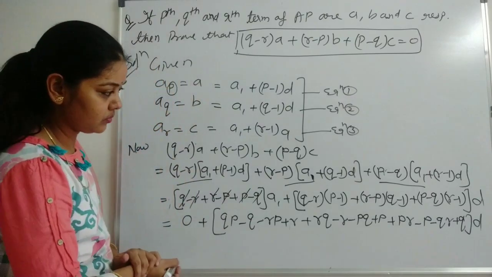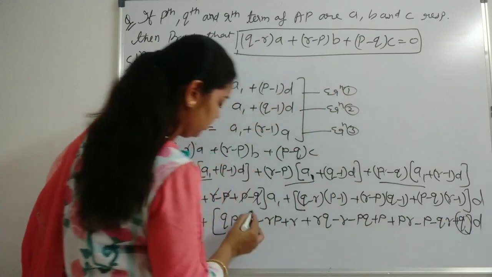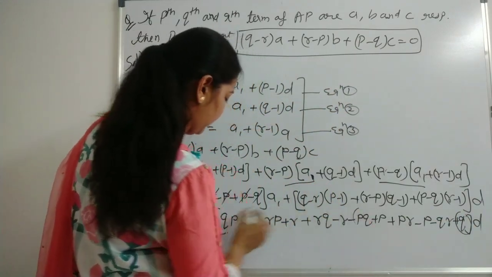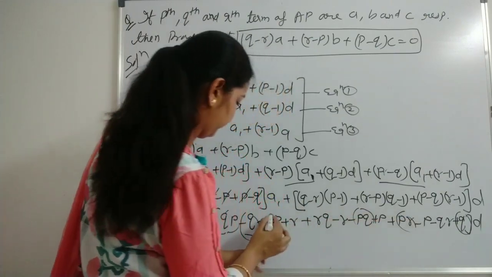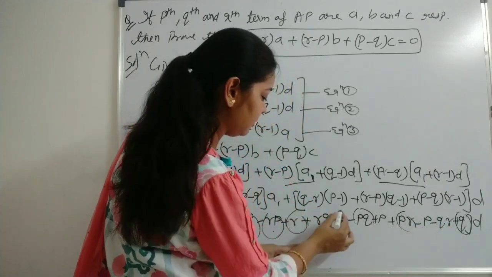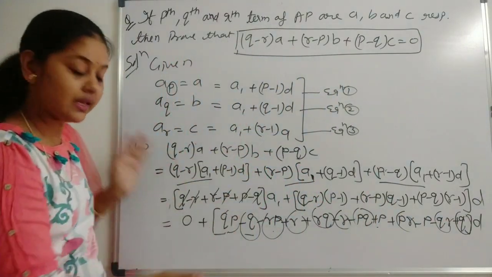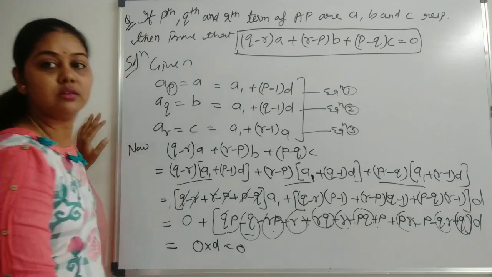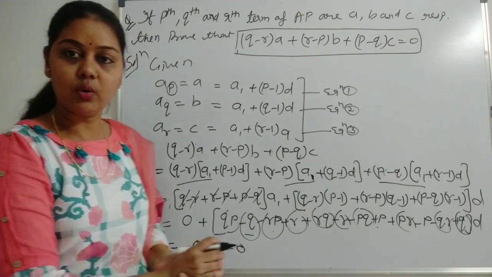Look at here, all the terms are again cancelling out. This Q and Q, QP and QP, RP and RP, R and R, RQ and RQ, and P and P. All the terms are cancelled out. It means we remain with 0 into D, that is 0. This is our right hand side. So the question is true. Okay?